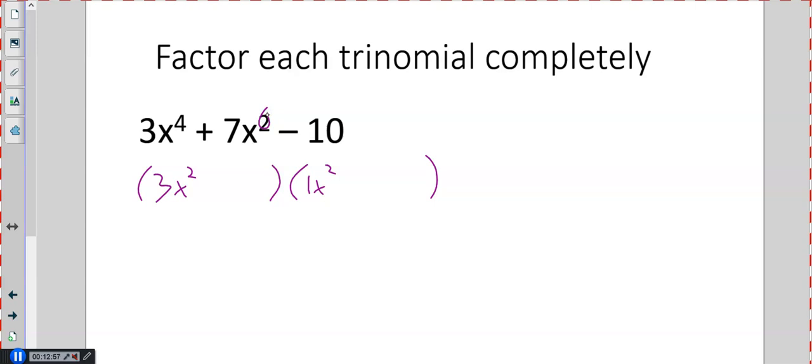Okay, so I'm just going to do 5 and 2. 5 and 2. That gives me 5. That gives me 6. Okay, they do not differ by 7, they differ by 1. So let's try reversing it. 5 and 2. That gives me 2. That gives me 15. That didn't work.